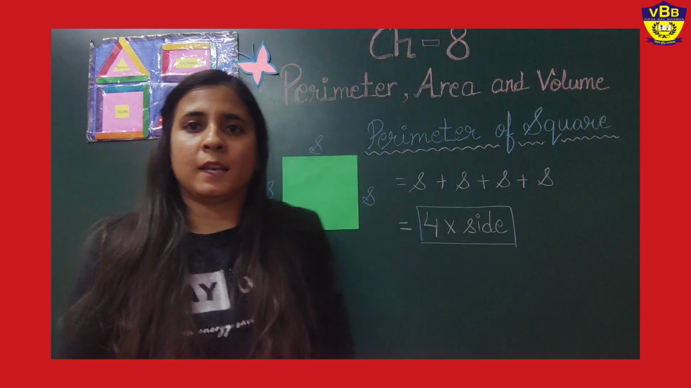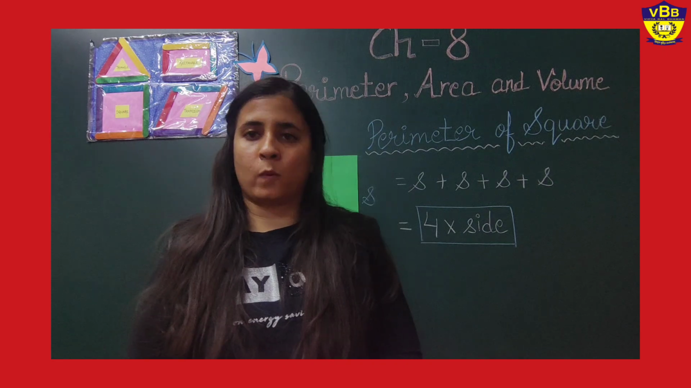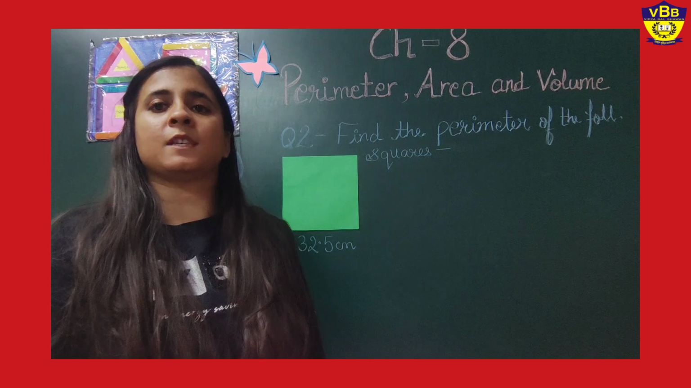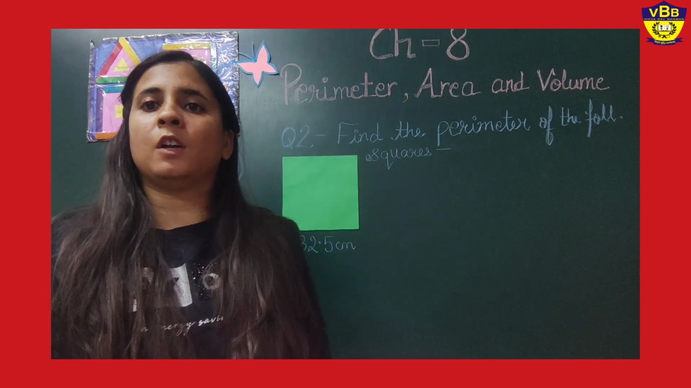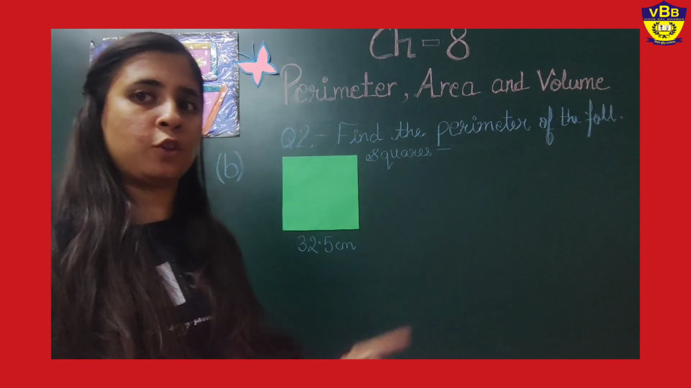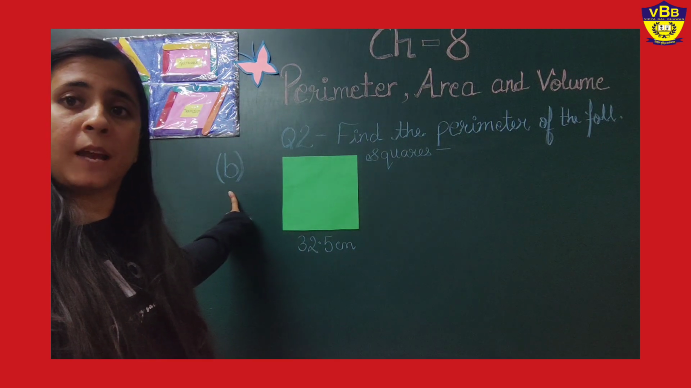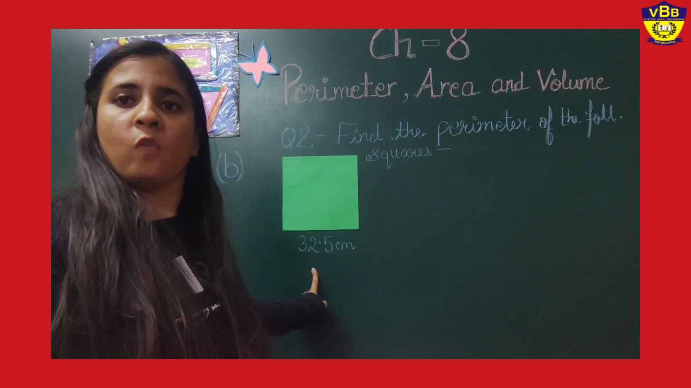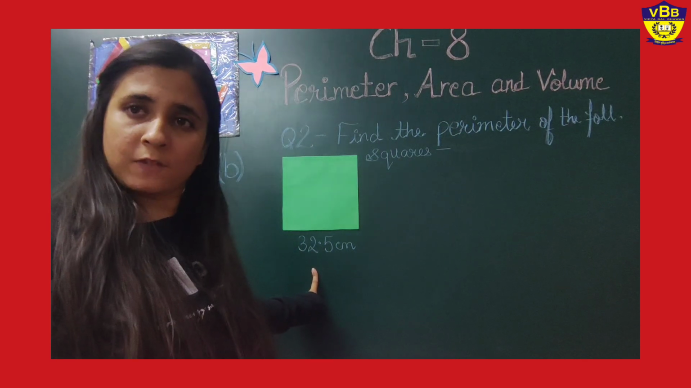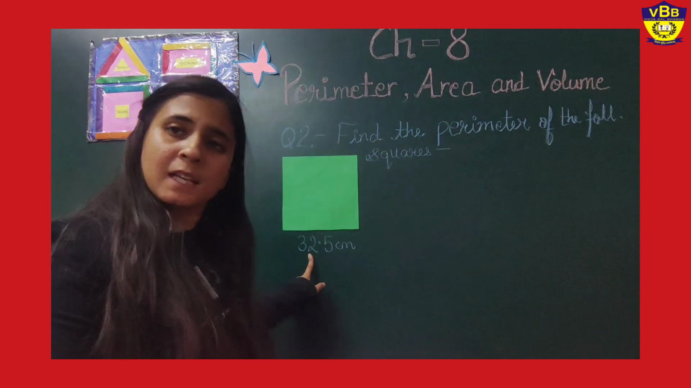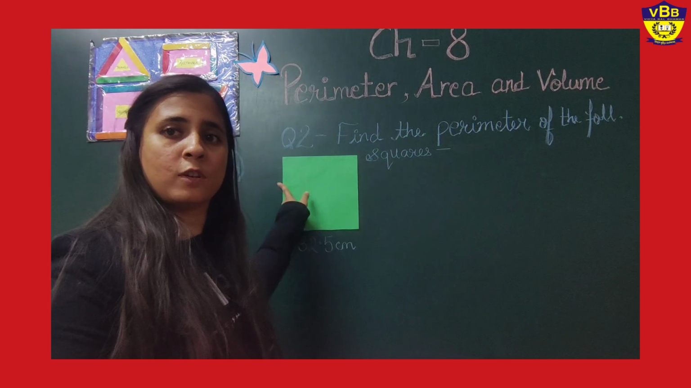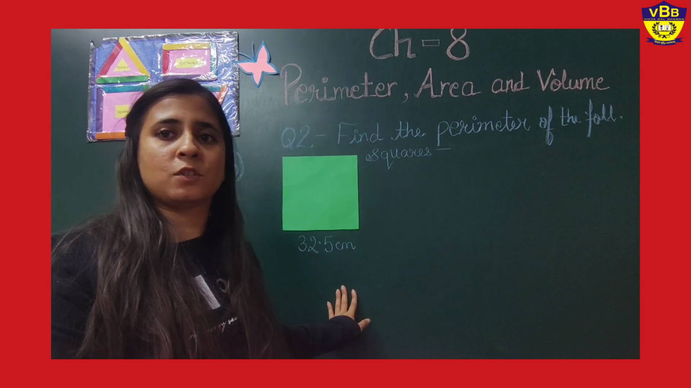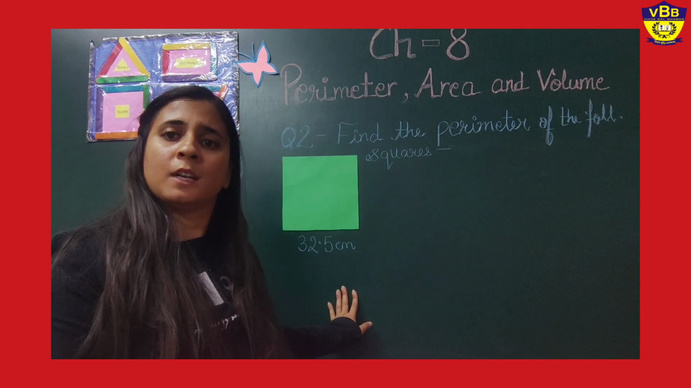Okay, so now let us try this formula in the question given in the recap exercise, question number 2. It says find the perimeter of the following squares. We are going to do B part here as well. The square is made and the length of one side is 32.5 centimeter. If the length of one side is 32.5 centimeter, all the four sides will be of 32.5 centimeter only, as in square all four sides are of same length.